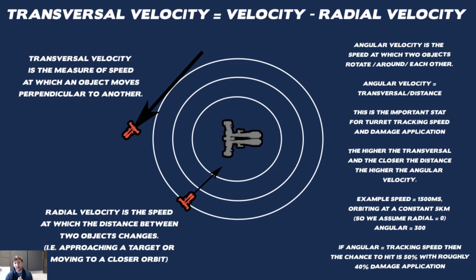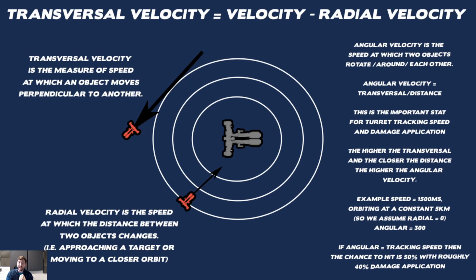Your transversal velocity is the measure of speed at which the objects move perpendicular to each other. The reason that radial velocity is important is because the higher it is, the lower your transversal velocity is going to be. The reason radial velocity would be high, we're going to cover in another slide, is that if you're moving directly at a target, your radial velocity is going to be very high, and therefore your transversal velocity is going to be very low. Transversal velocity is purely the speed at which two objects move perpendicular to each other.